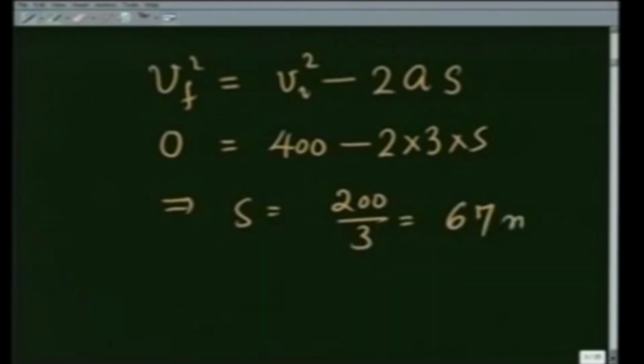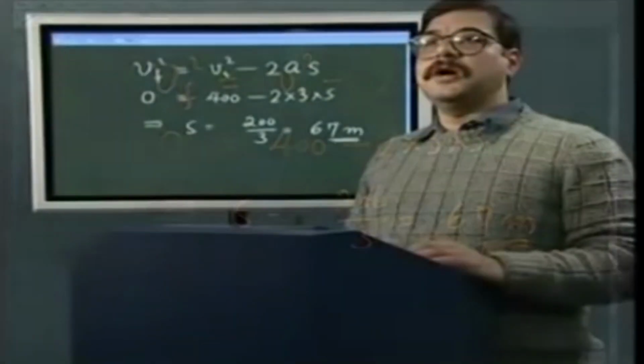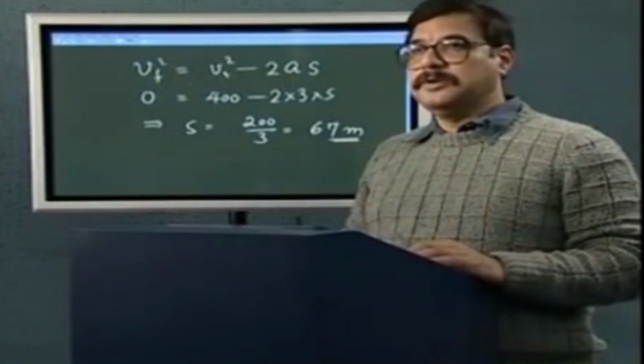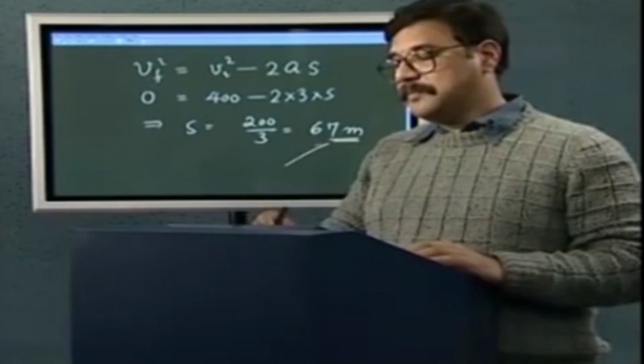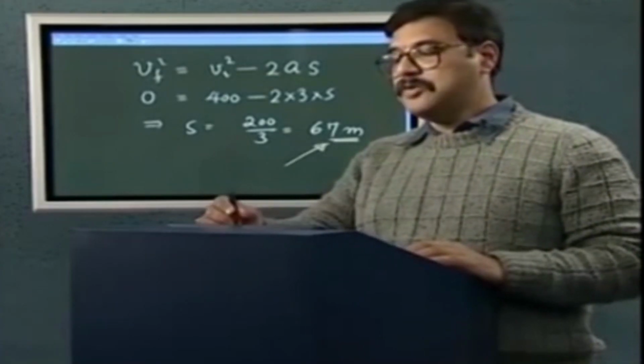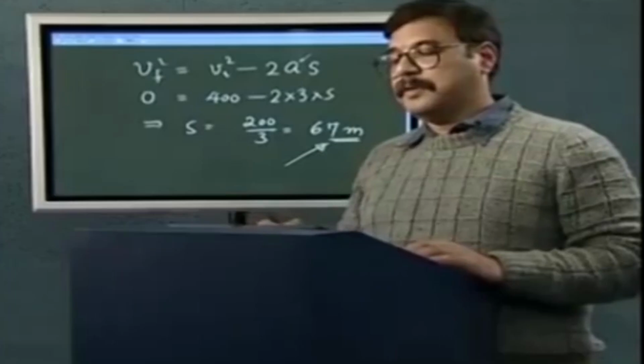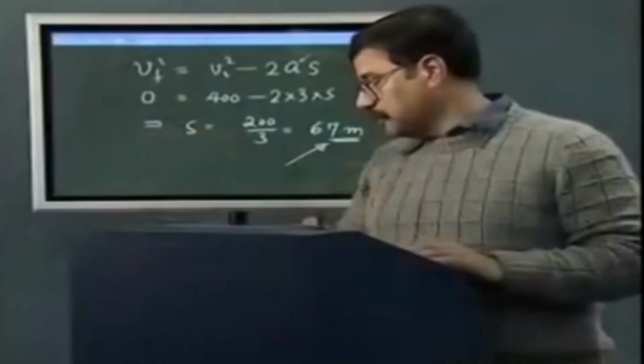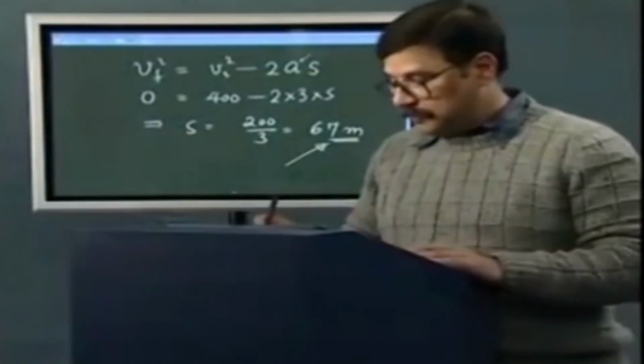67 meters. Of course, if the truck slows down and stops at a distance larger than this, I can do with smaller a. That is no problem. But the maximum A allowed is 3, and therefore S minimum has to be 67 meters. That is one example of solving problems using frictional forces.